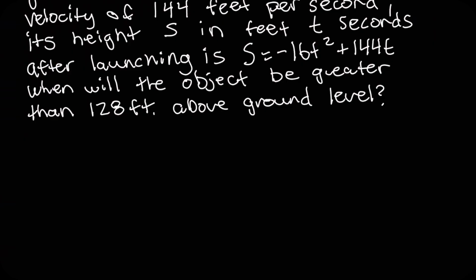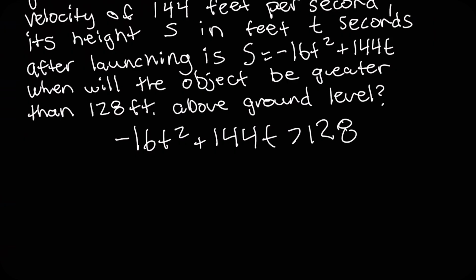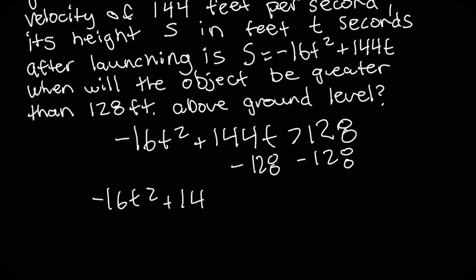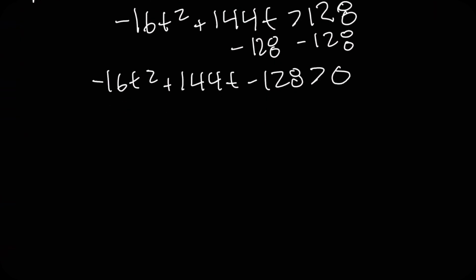So we have negative 16t squared plus 144t, and we want to see when that's going to be greater than 128. So let's go ahead and simplify just a little bit and subtract the 128 to get it onto the left-hand side, so it's a little bit easier to work with. And you'll have greater than 0. And now we can try to solve for this t squared.